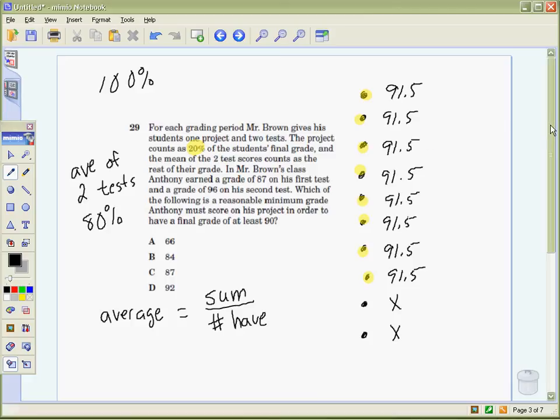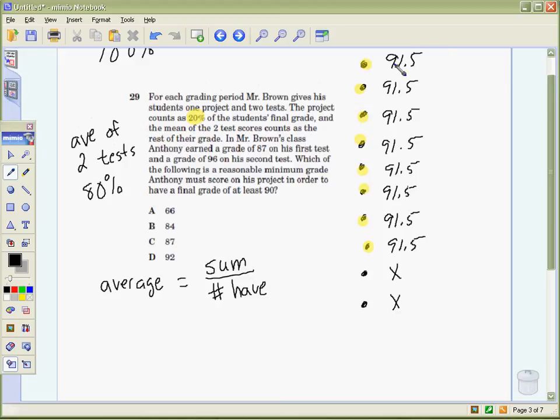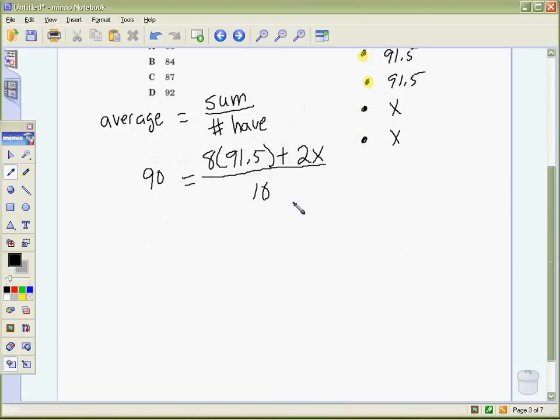So let's look and see what we have here. The sum is going to be 91.5 plus 91.5 all the way down to here. And there's 8 of them, so it's going to be 8 times 91.5 plus 2x, divided by how many we have, which is 10, and that's equal to the average, and the average we want is 90. So now we just have an algebraic equation that we need to solve.